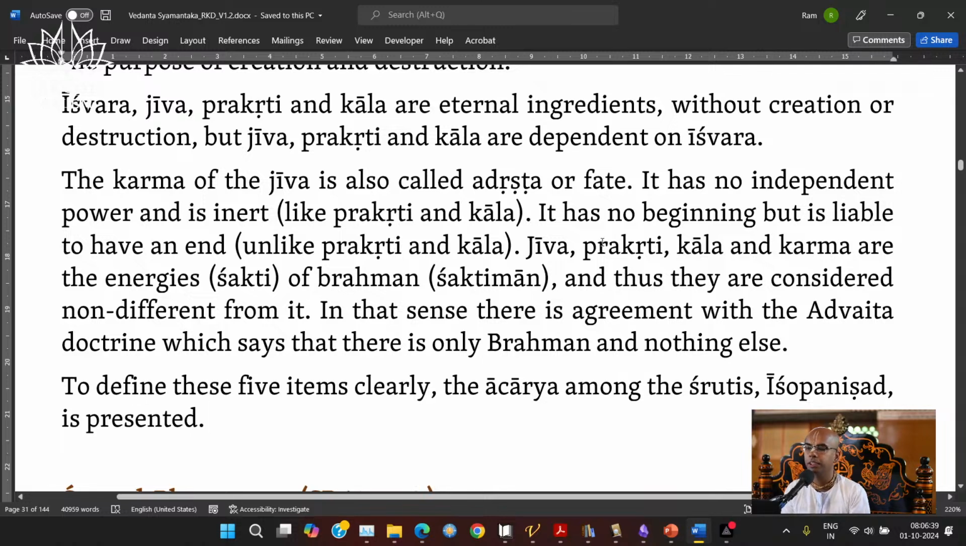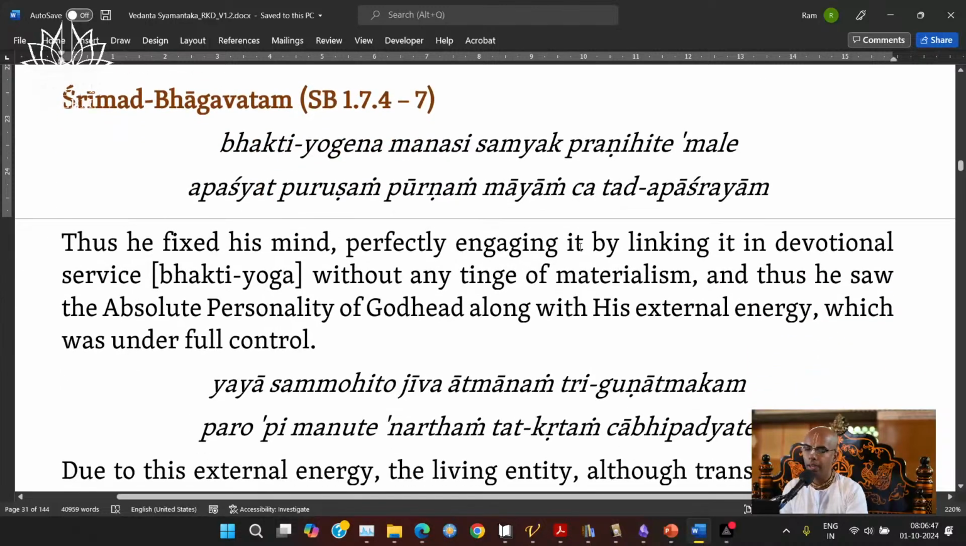This is the philosophy of Chaitanya Mahaprabhu, Achintya Bheda Abheda Tattva, and we will also be seeing this in detail. Now, I have also added a reference here of Srimad Bhagavatam. This is Canto 1, Chapter 7, texts 4 to 7. Now, this is an interesting verse.